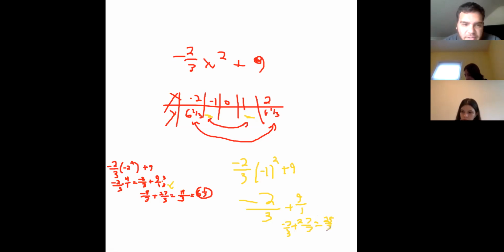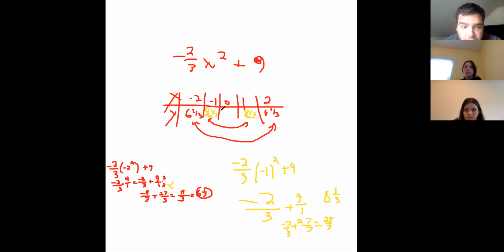While you could leave it as an improper fraction, it's hard to graph that. So let's do 25 over 3. 3 goes into 25 8 times. That's 24, and there's just 1 left over. So it's 8 1/3. And then this one is also 8 1/3.